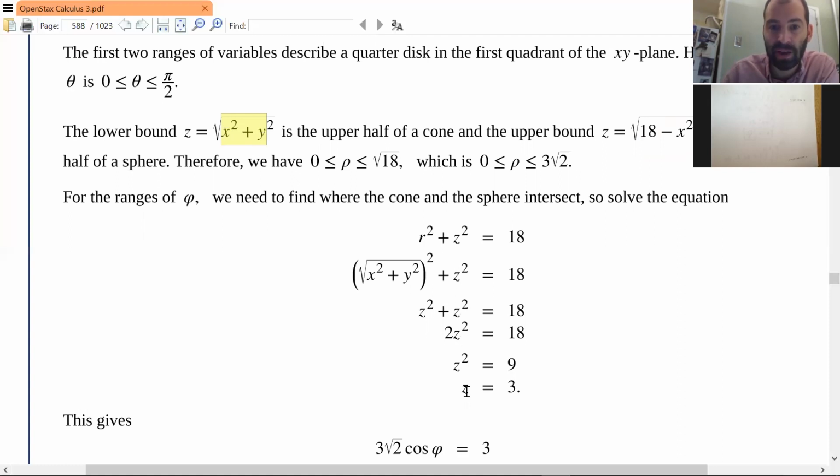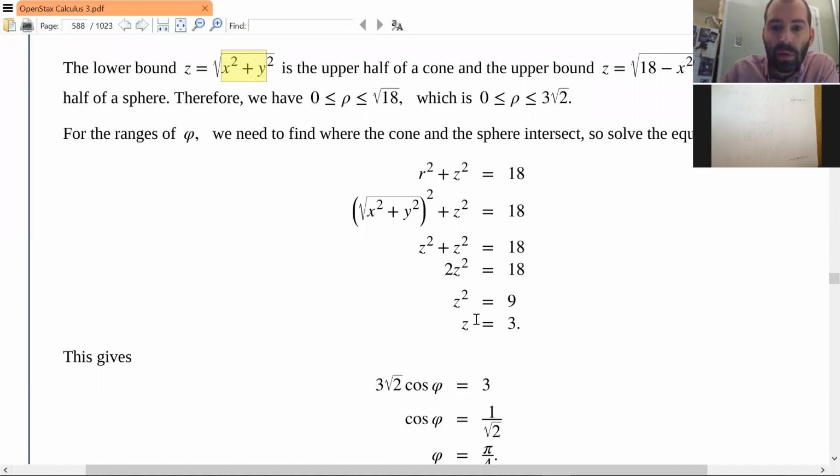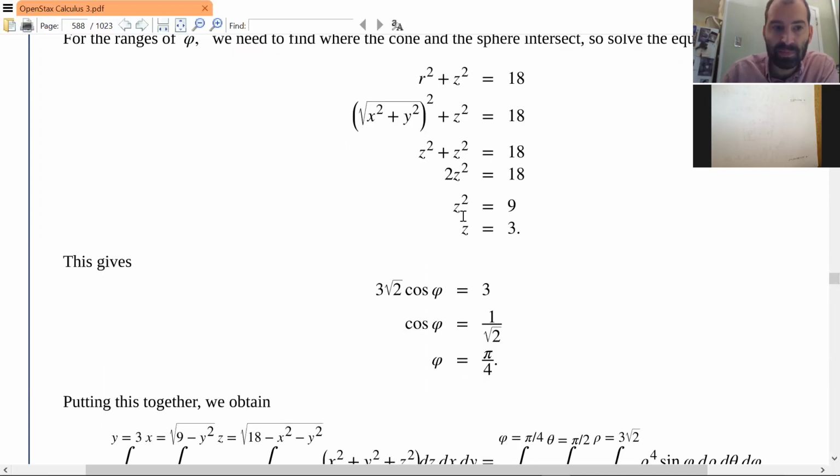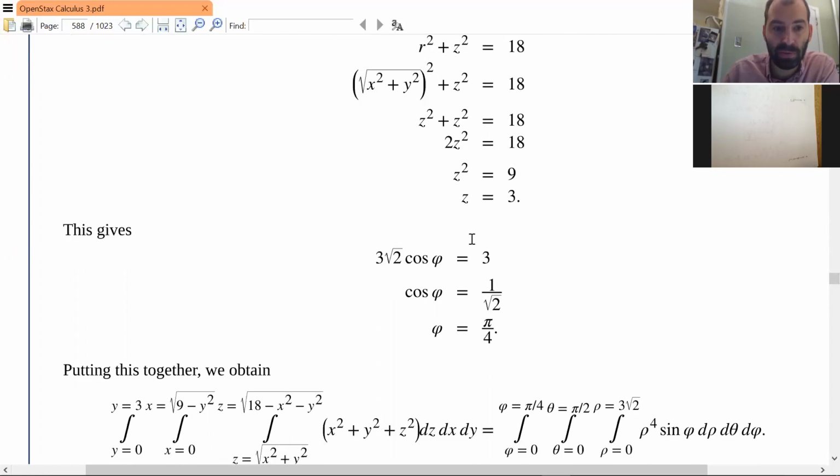They work out where the cone and the sphere intersect. They find the value of z, and they use that to find the angle that phi has to be. And just like our cone in our last example, it comes out to be pi over 4.